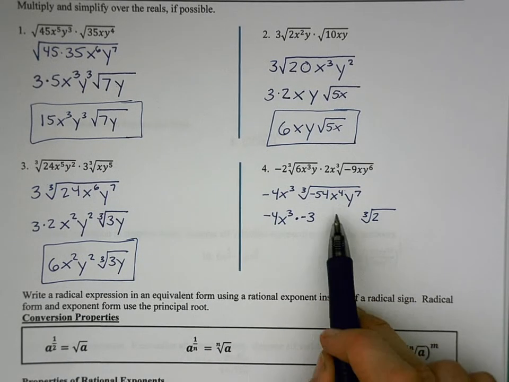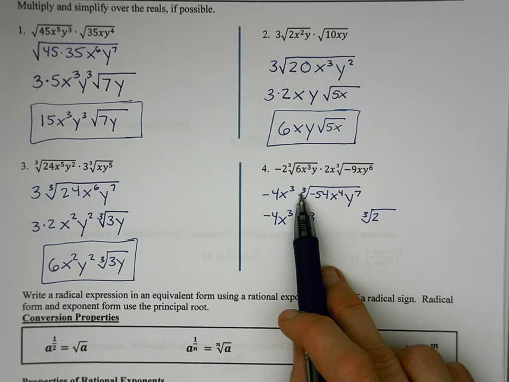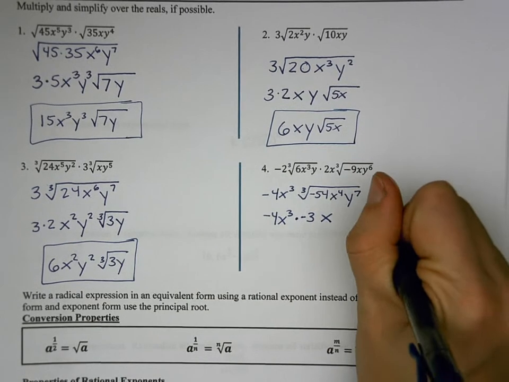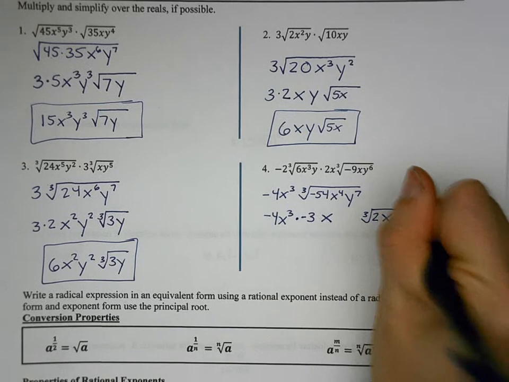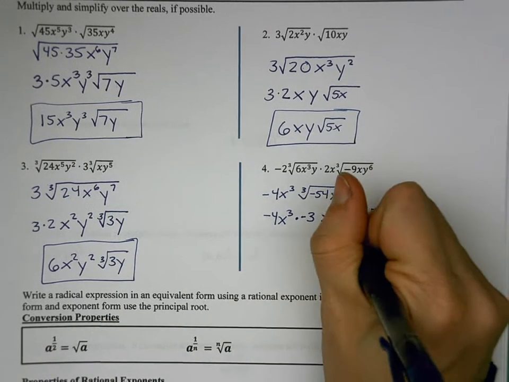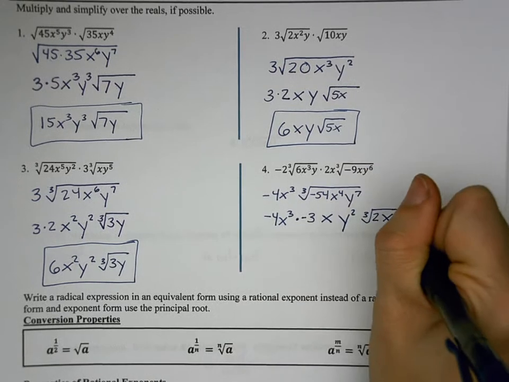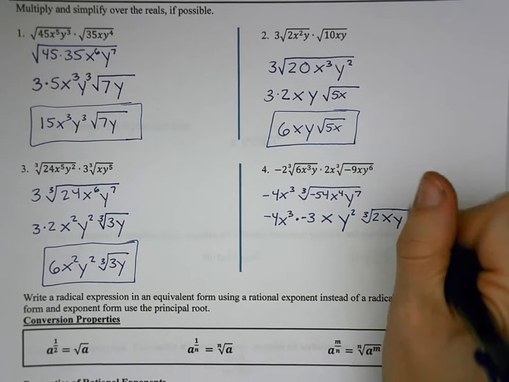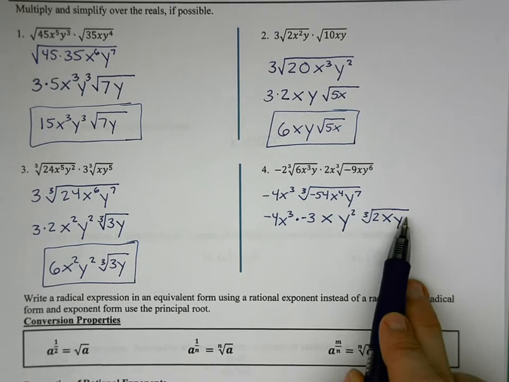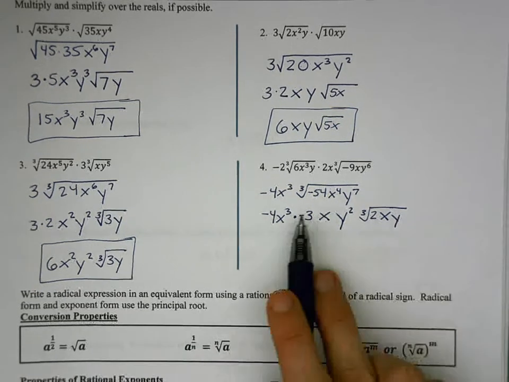Okay, x to the 4th. 3 goes into x to the 4th one time, with 1x left over. And then y, 3 goes into 7 two times with 1y left over. 3 goes into 7 twice with a remainder of 1. So simplifying this, negative 4 times 3 is 12.